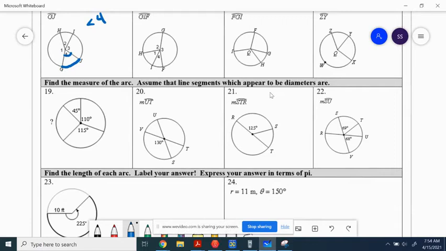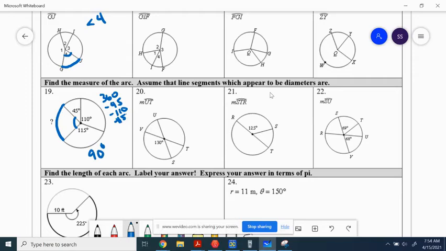All right, 19, looking for the measure of this arc. We know that it's going to be the same as the measure of this interior angle. And so how can we figure this out? We know that all the way around a circle is 360 degrees. So if we want to figure out this part, all we need to do is 360 minus 45 minus 110 minus 115. Here we go. And you'll be left with this piece right here, which would be 90 degrees.